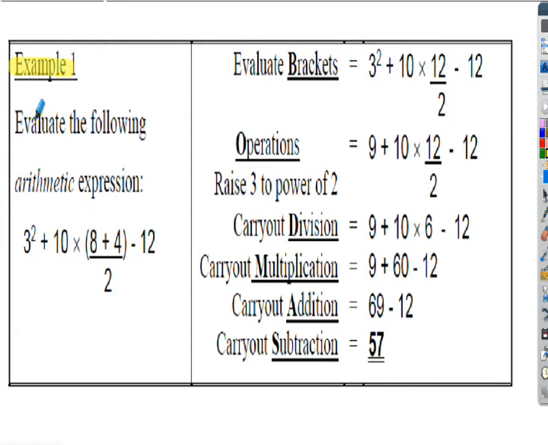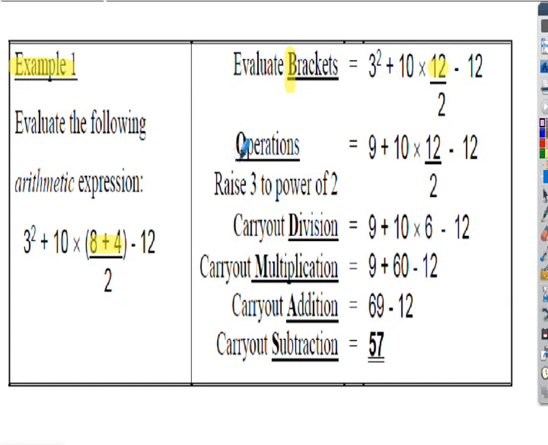Example 1. We're asked to evaluate the following arithmetic expression. 3 squared plus 10 multiplied by in brackets 8 plus 4 divided by 2, and then we're subtracting 12. So from our precedent rules using BODMAS mnemonic, the first thing we have to consider are brackets. Do we have any brackets in our expression? Yes, we do. We have the 8 plus 4 in the bracket here. So 8 plus 4 gives us 12. So there's the 12 in this line.